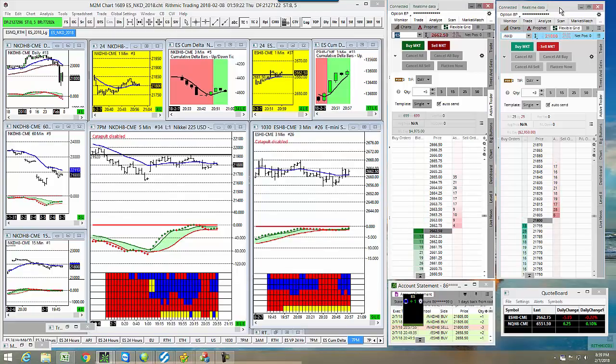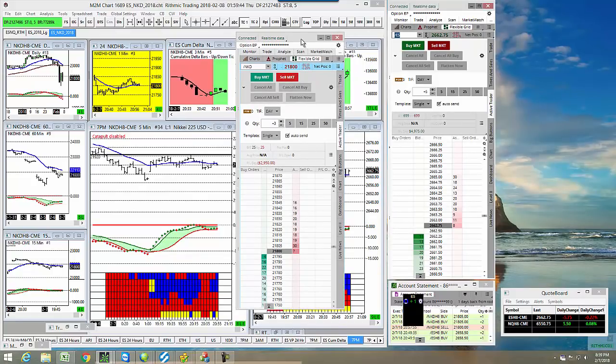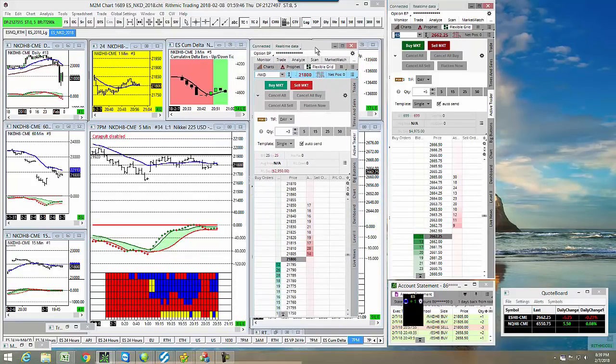And a couple of things I'll point out here: the chart package on the left is a Sierra Chart platform, with some overlay programming, some proprietary programming that Kim has done, and I'm working with him on that. He's incorporating some things that I've asked for in addition to some of the things that he's been doing, and we'll talk a little bit about that.